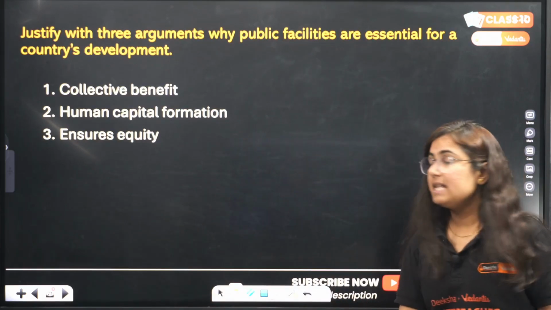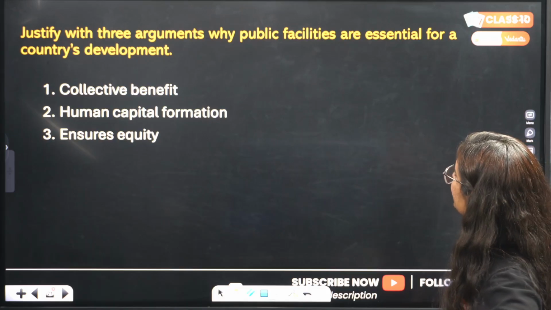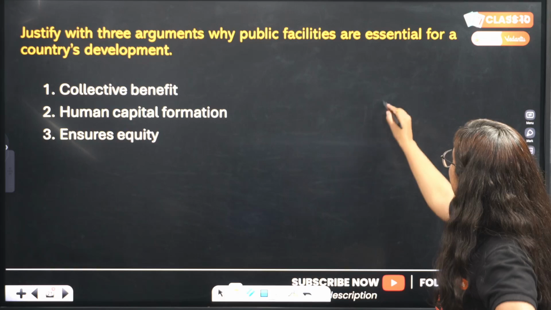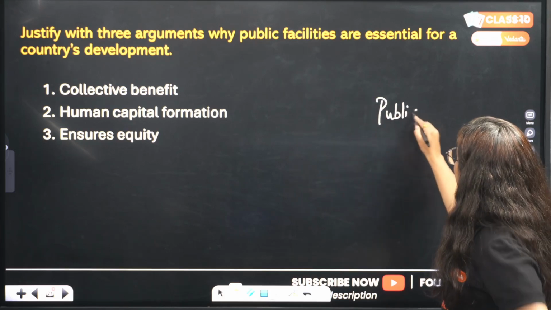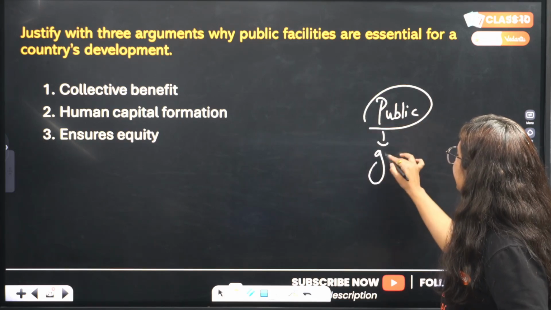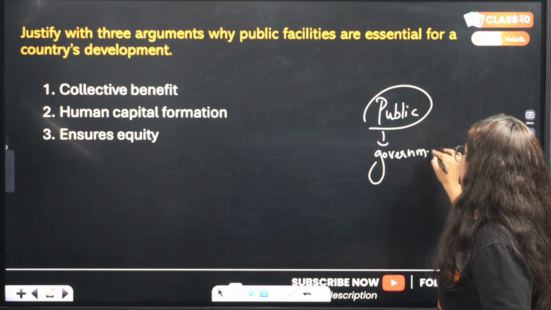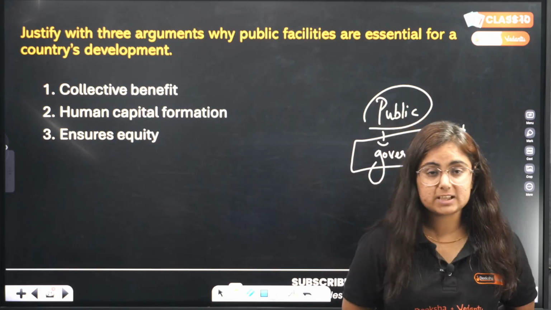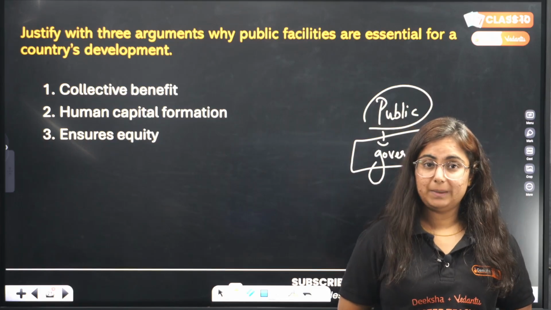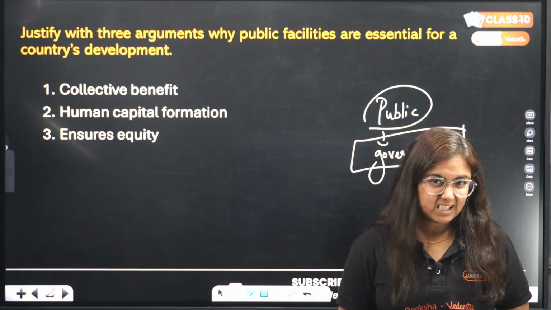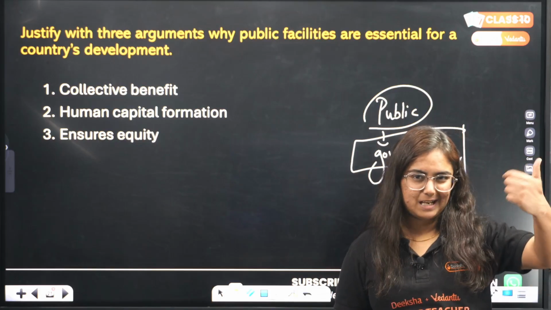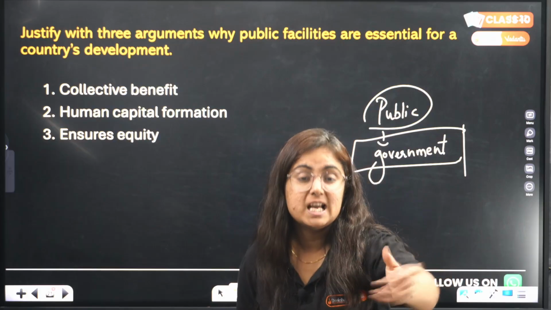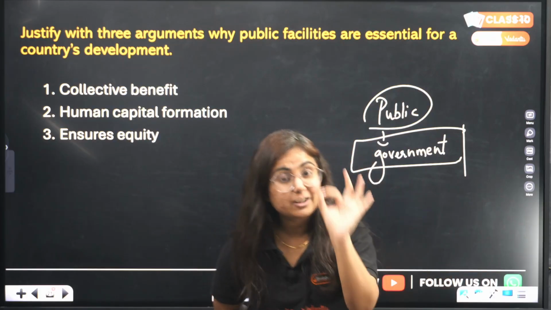Okay, done. Next, justify with 3 arguments why public facilities are essential for a country's development. Public facilities here means facilities which are provided by the government. Who is providing the facilities? The government. Whenever they are provided by the government, they may have some benefit. Is it profit? Is it monetary benefit? No. Whenever the government provides you facilities, its main objective is collective benefit.